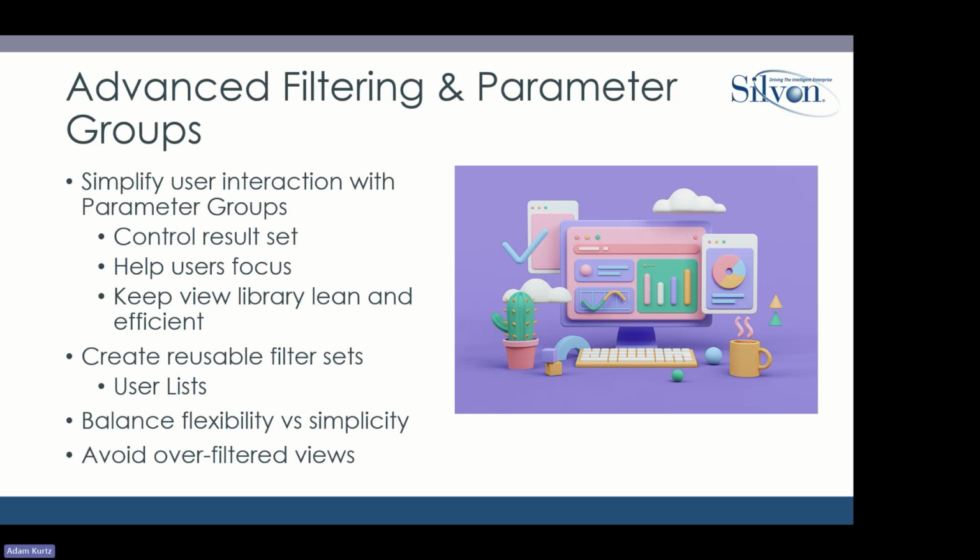And create reusable filter sets. You can also have user lists available to the users so that you can have certain groups of customers or products available so that they can reuse these filter sets. We call them user lists. So that's another great way to allow them to pick from a specific set for filtering as opposed to them identifying that and creating that on their own. So a good balance between flexibility and simplicity is always a good thing. You don't want to make it too simple, but you certainly want to make it flexible enough for them to get what they need and navigate as efficiently as possible.